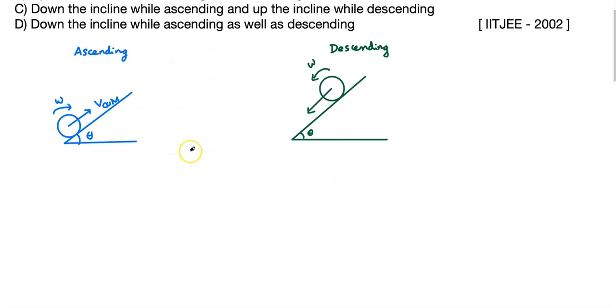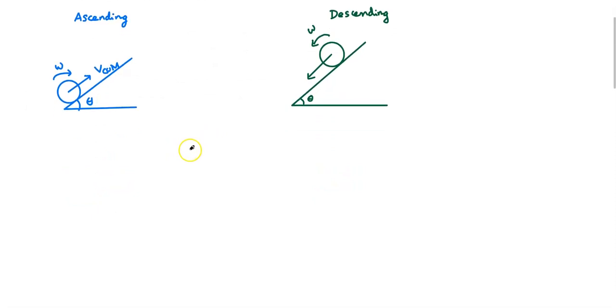So let me scroll down further so that we have more space to draw the free body diagram and analyze these two scenarios carefully. So let me start off with the descending scenario, because that tends to be more common for some reason, right? So what are all the forces acting on the cylinder? Well, we have the weight mg, we have the normal reaction N, and we have the frictional force, but we need to know the direction.